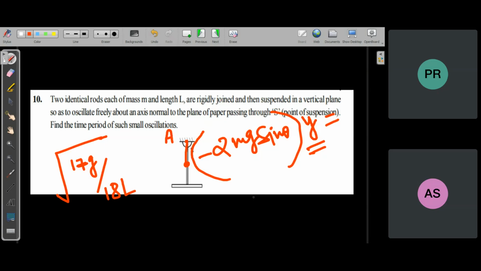Sir, I equate it to I alpha. So if you equate it to I alpha, what happened to y? Then what is your final equation after simplifying this? Sir, we get y as 3 by 4 L. Okay, so y is 3 by 4 L. And by using the parallel axis theorem, we can find the moment of inertia also. Okay.